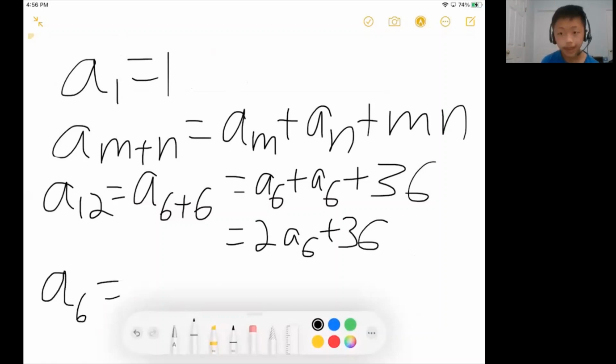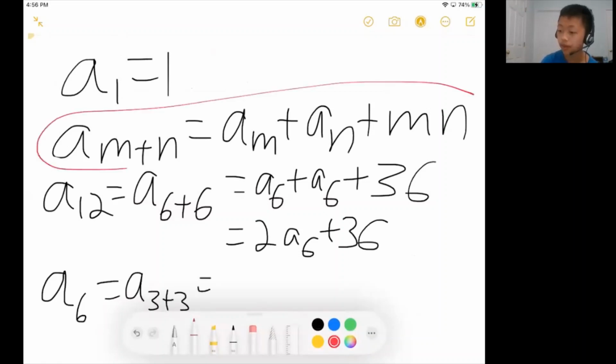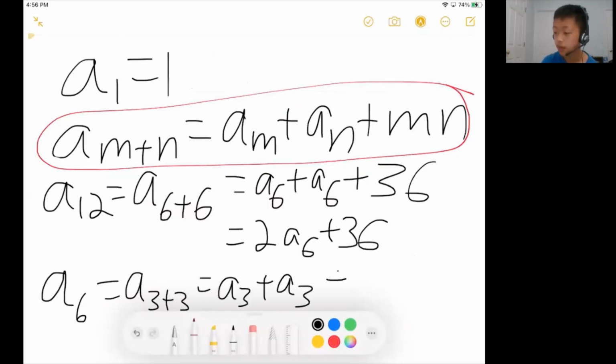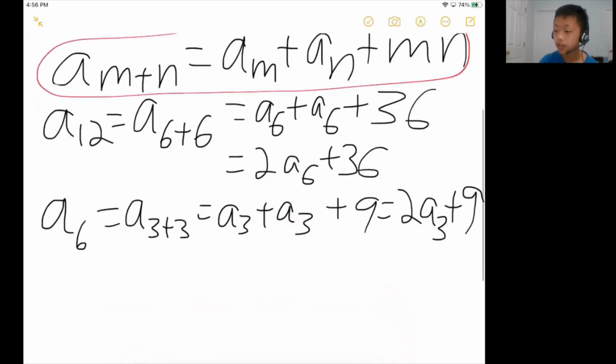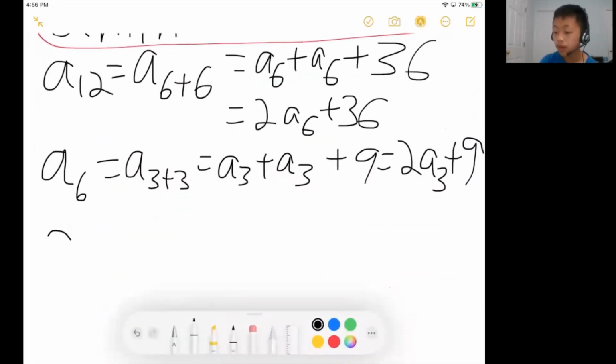So A6, I can write as A of 3 plus 3. Using the recursion formula, this red circled thing, this equals A3 plus A3 plus 3 times 3, which is 9. So this equals 2A3 plus 9. So to find A6, all we need to know is what A3 is. So now all we have to do is find A3.